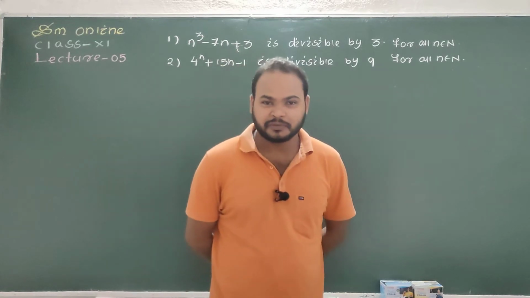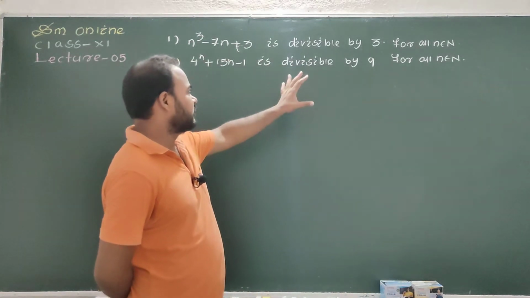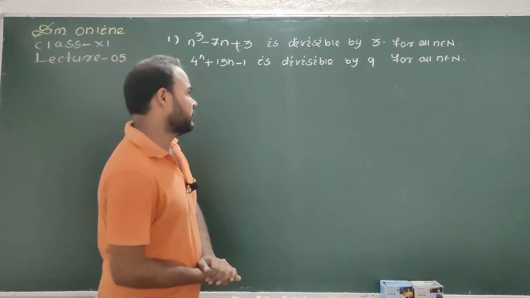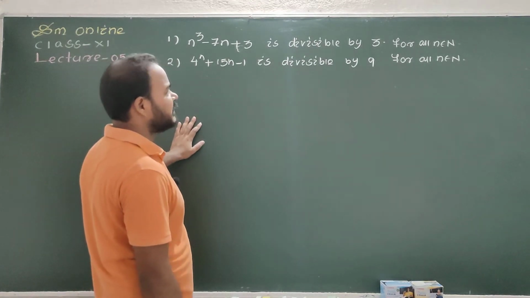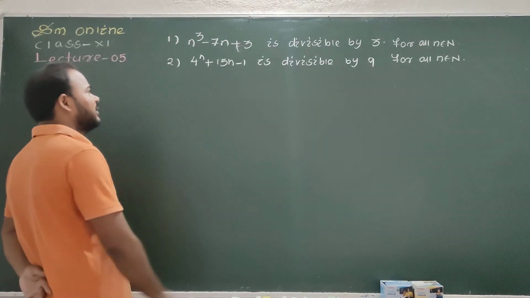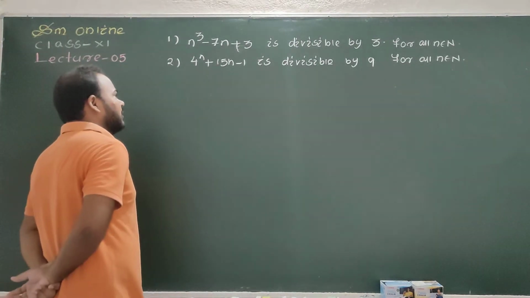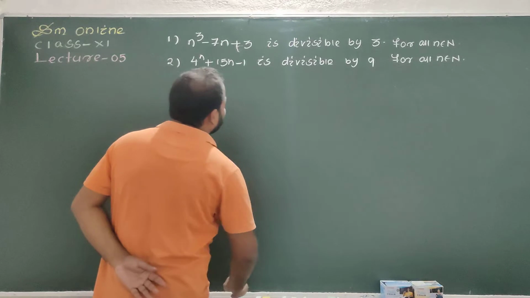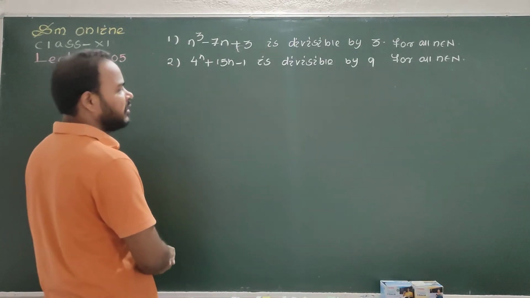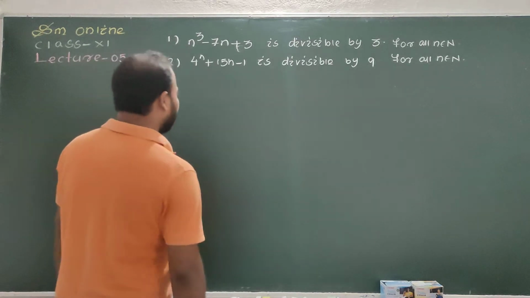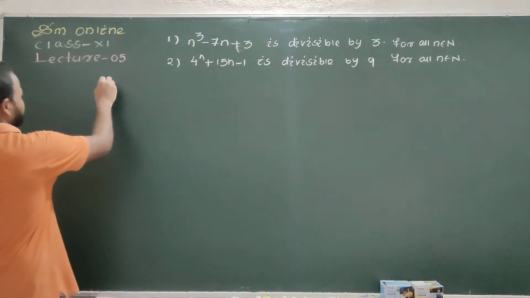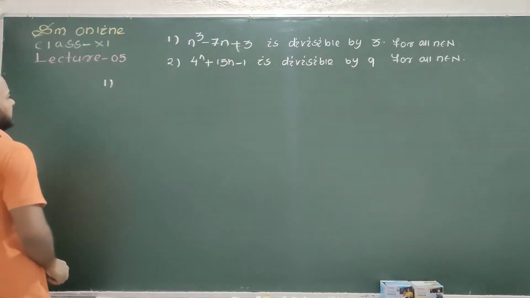In this class we are going to solve these two questions. First question: n cubed minus 7n plus 3 is divisible by 3 for all n belonging to N, and 4 to the power n plus 15n minus 1 is divisible by 9 for all n belonging to N. Prove by the principle of mathematical induction. Okay, so, solution of question number 1.